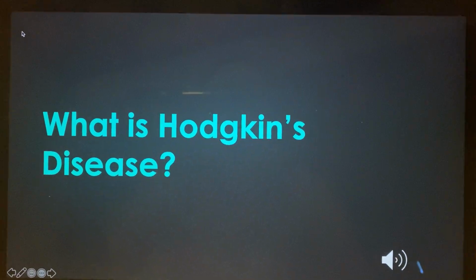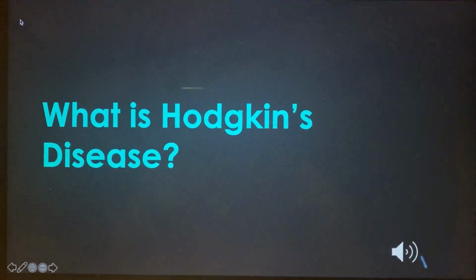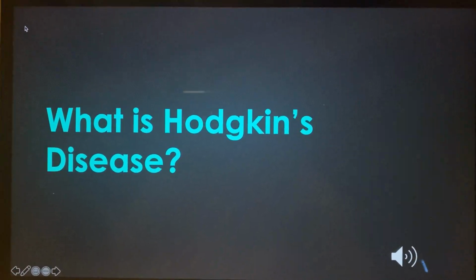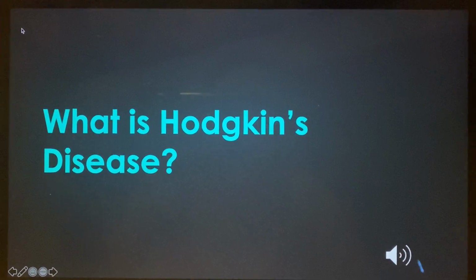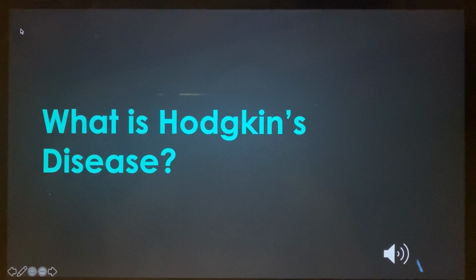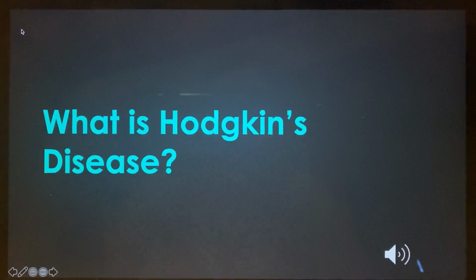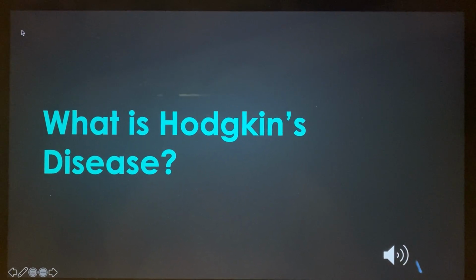So what is Hodgkin's disease? Hodgkin's disease or Hodgkin's lymphoma is a type of cancer that starts in the lymphatic system. The lymphatic system is part of the immune system, and it helps to fight diseases and infections to keep people healthy. The lymphatic system also helps balance fluids in different parts of the body.